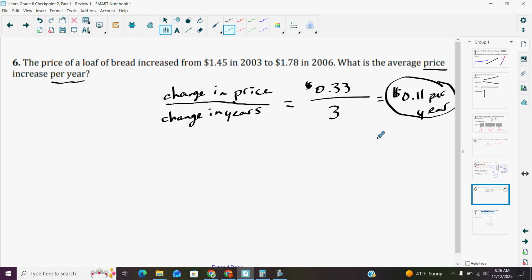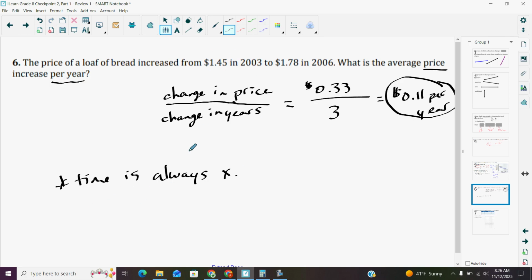$0.11 increase in price per year. You could also identify 2 points here. If we are identifying 2 points, if we have time in the problem, time is always x. So time, which in this case is the year, if there's time in the problem, time is x. We would say that the price of the loaf of bread depends on what year it is. So years are my independent variable x, and cost is the dependent variable y.